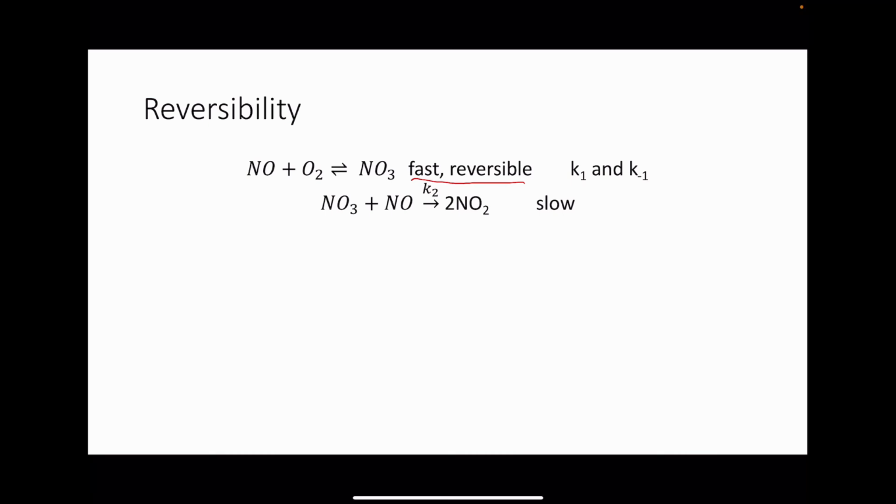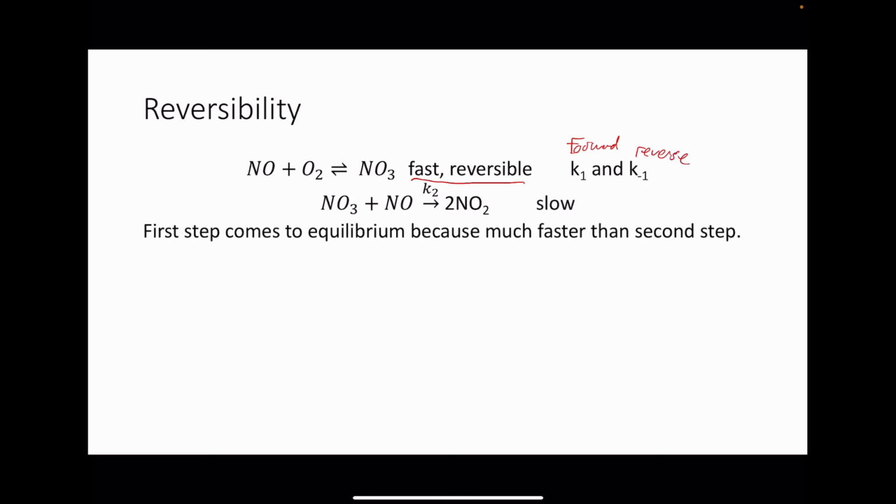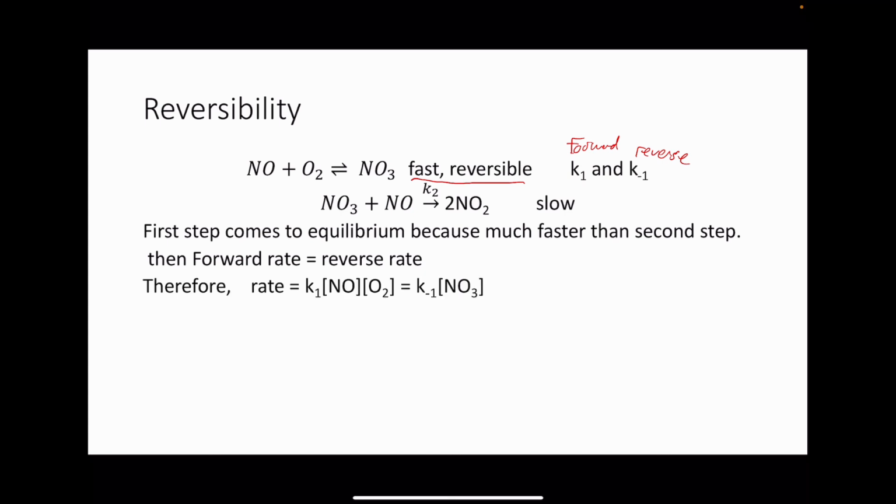And so k1 is the forward, and the reverse is k minus 1. So that means that basically the forward rate equals the reverse rate. We're allowing these to reverse each other. And so we can write that since the forward rate is a bimolecular process, it'd be k1 [NO][O2]. The reverse rate is a unimolecular process, and it's k minus 1 [NO3]. Okay, so let's hold on to that.